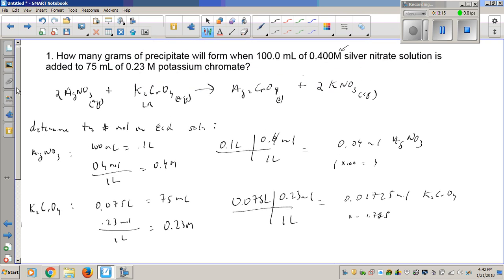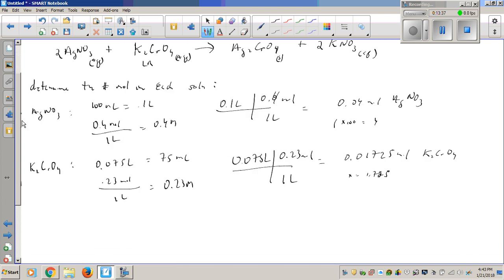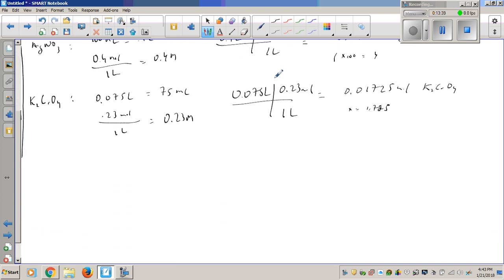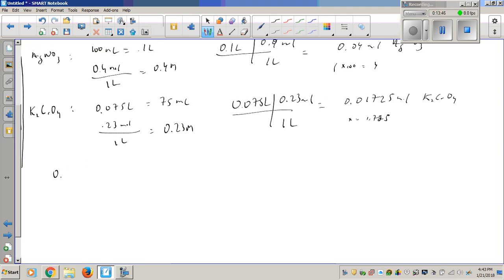What they want to know, though, is how many grams of the precipitate, not the moles. It's easy once we determine the limiting reactant. To do that, all we have to do is get the molar mass of this silver chromate, which is 331.74 grams per mole. And to show you the long way of doing what I just said, what you can take is your values, and we know that we have 0.04 moles of the silver nitrate.